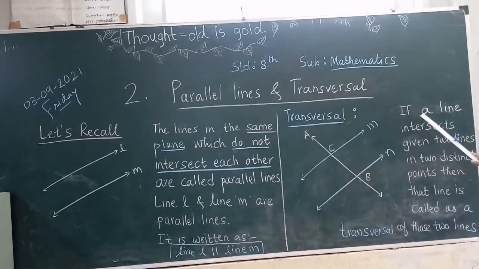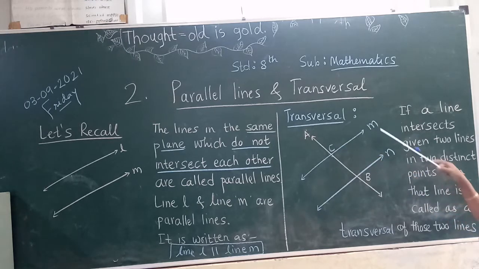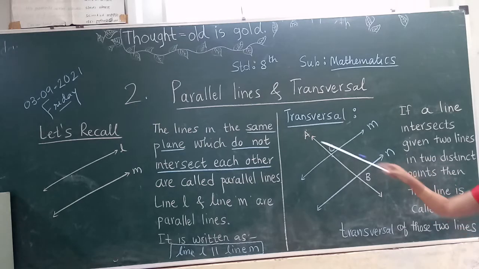Transversal. If a line intersects given two lines in two distinct points, then that line is called a transversal of those two lines. Here, line M and line N are parallel to each other. Line M parallel line N. And A is its transversal. Why is it a transversal? Because line A intersects line M at point C and line N at point B. Therefore, it is the transversal of these two lines.